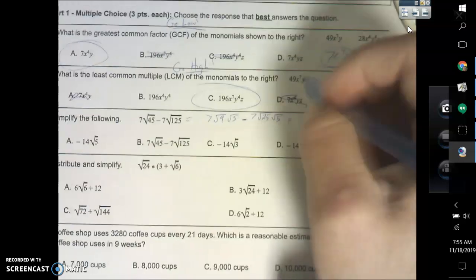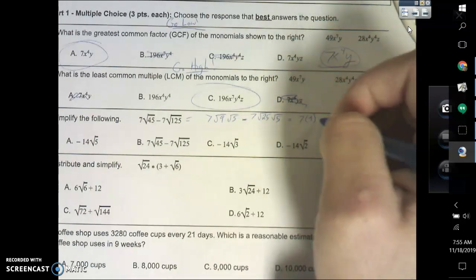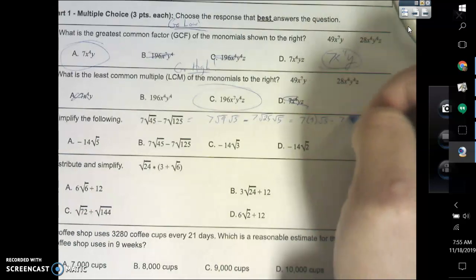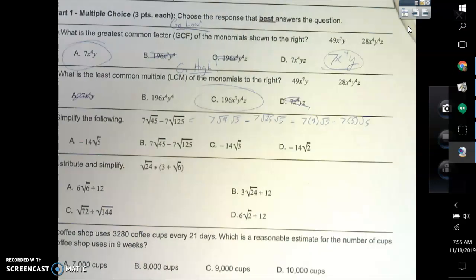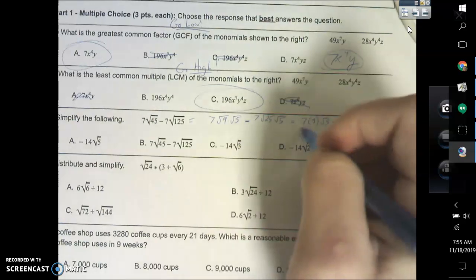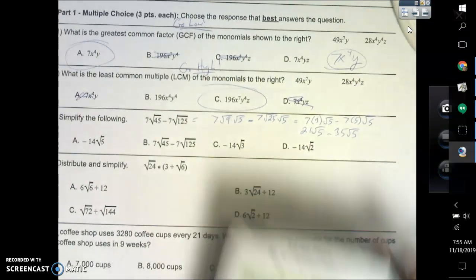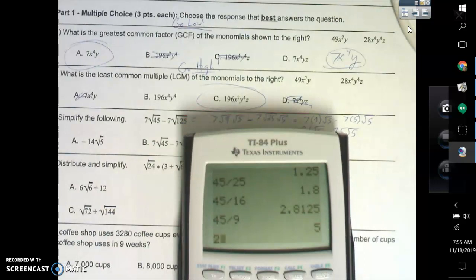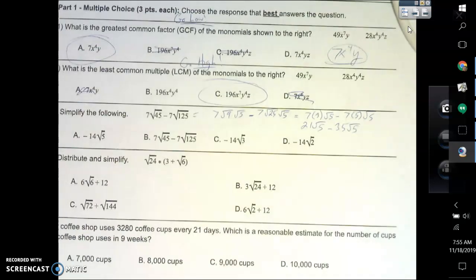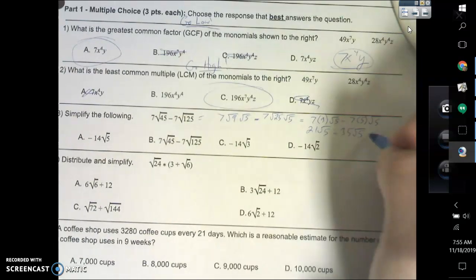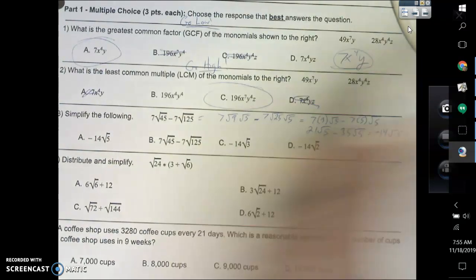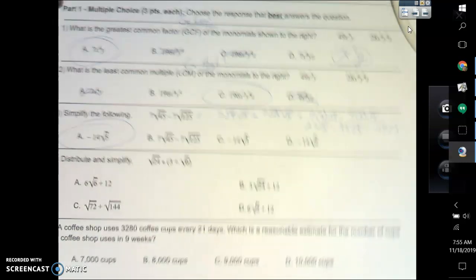The square root of 9 is 3. The square root of 25 is 5. 7 times 3 is 21. 7 times 5 is 35. Now, in both square root of 5s, we can do 21 minus 35. We get negative 14, right? Negative 14, and then you keep the root 5 behind it. Done.